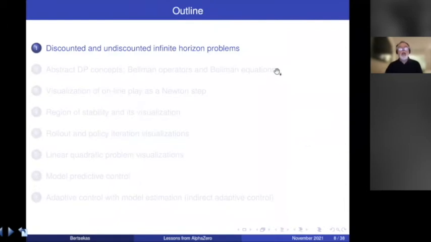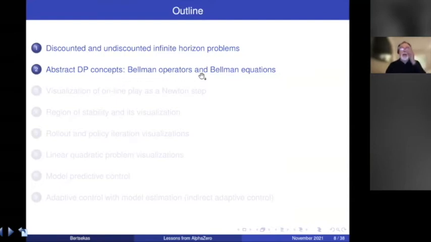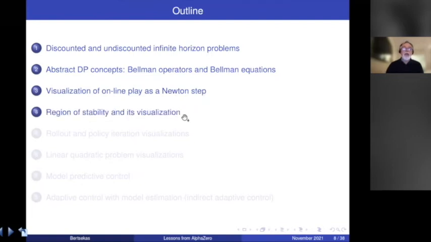So let me give you an outline. First, I'm going to talk about discounted and undiscounted infinite horizon problems to provide some context. Then I'm going to talk about abstract dynamic programming, abstract Bellman operators. Then I'm going to show by visualization how online play can be viewed as a Newton step. Then discuss stability issues, the region of stability and how you can visualize it. Visualization of rollout, truncated rollout, and policy iteration.